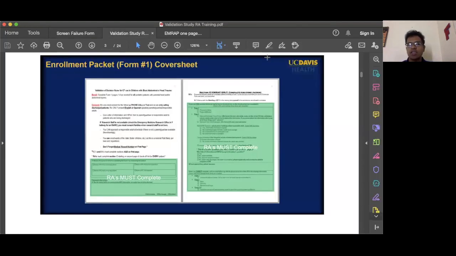So let us now discuss what to do in the event that the person you screened for does qualify for the study. So the first thing you want to do is go ahead and grab a Form 1 sheet, and this is what the cover sheet will look like.